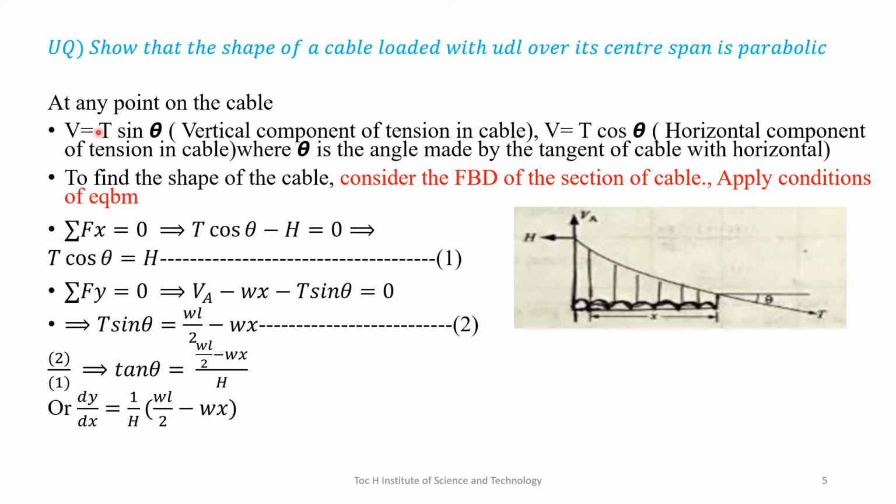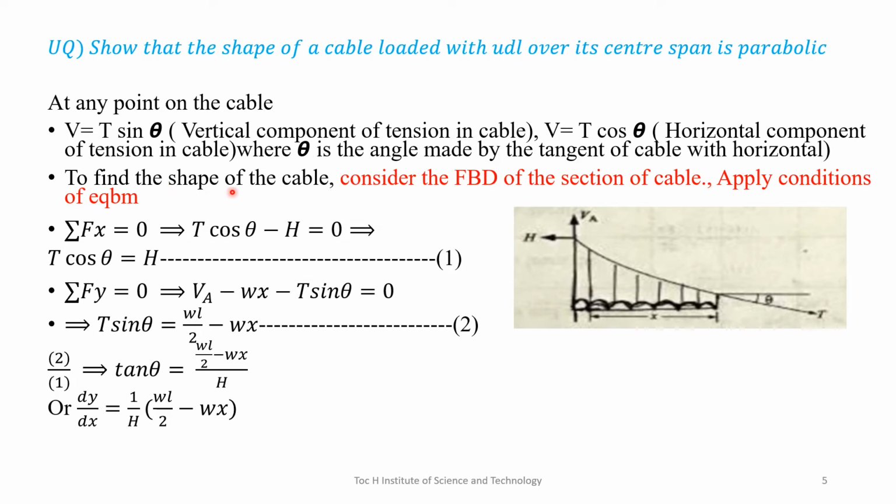Okay, so at any point on the cable we know V is equal to T sin theta. So here you can see the horizontal component is H equal to T cos theta and the vertical component is T sin theta. So V equal to T sin theta is the vertical component of tension in the cable and H equal to T cos theta is the horizontal component of tension in the cable, where theta is the angle made by the tangent of the cable with the horizontal.